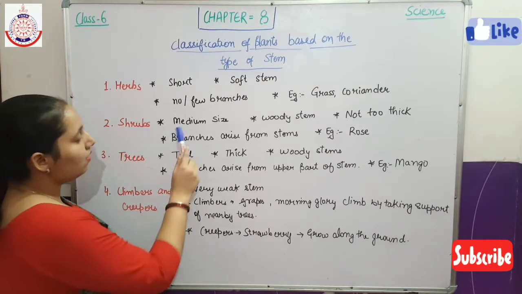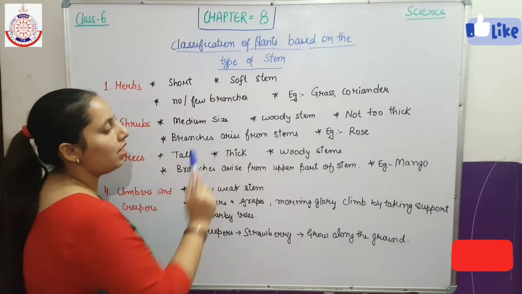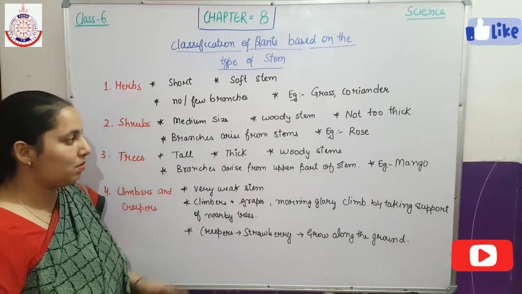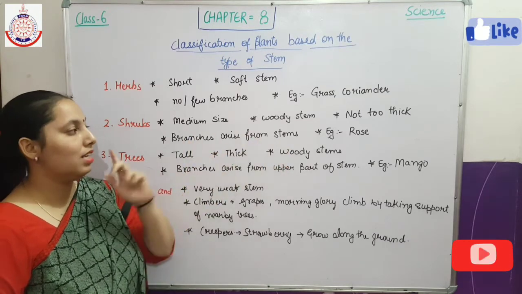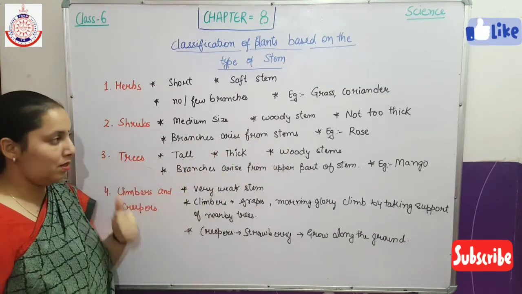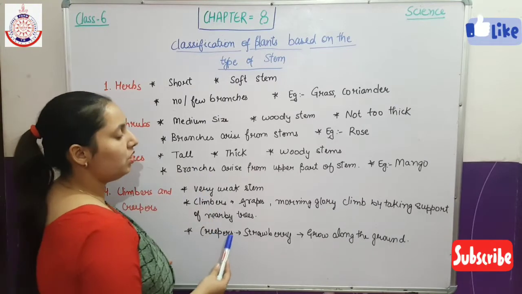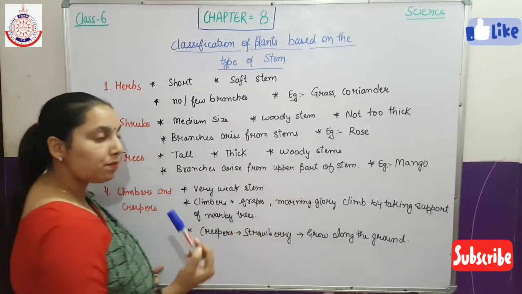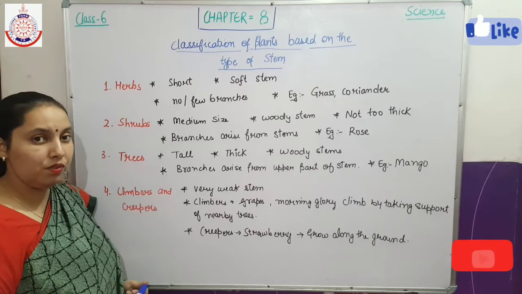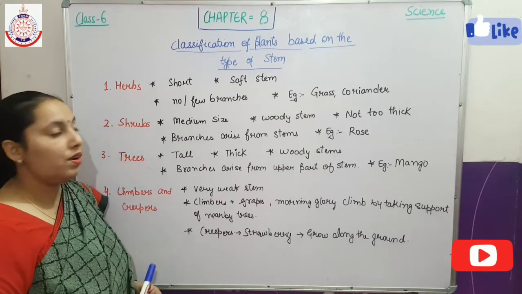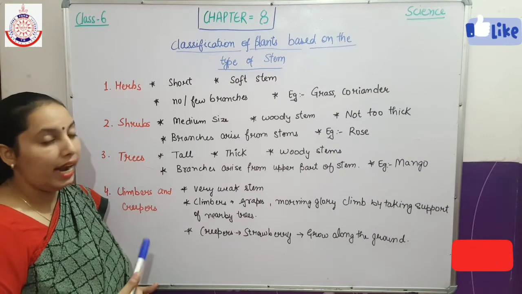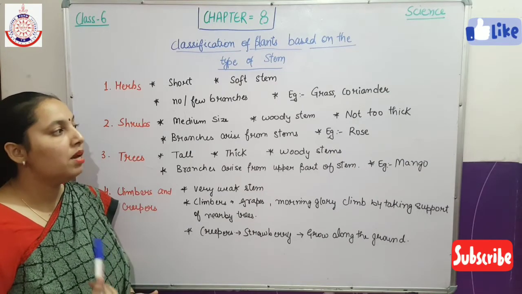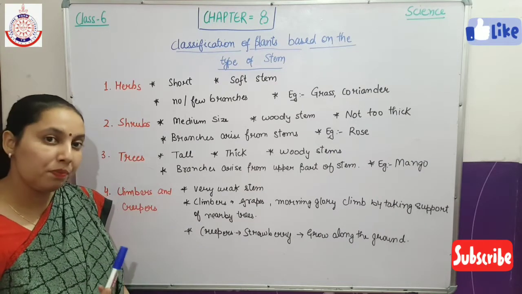And in shrubs the branches arise from the stems. The stem में से क्या निकल रही है? Branches जो है वो कहाँ से निकलती हैं? From stems. Examples of the shrubs are like rose. If you have seen a rose flower, the type of rose flower is shrub because the size of the rose flower is medium and it is also having woody stem, but the stem is not very thick.